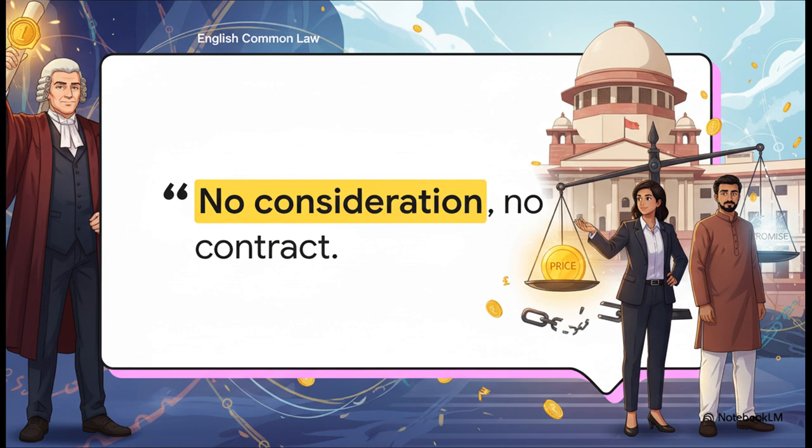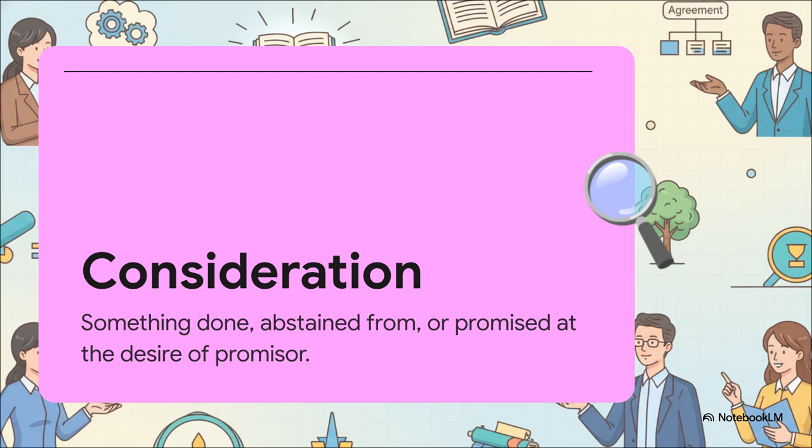You see, to prevent endless, frivolous litigation and to prove that both parties have serious intent, the law demands that a literal price be paid for a promise. Now, if we look at the formal definition from Section 2D of the Indian Contract Act, okay, I know, it looks incredibly dense, but break it down, and it basically just means consideration is something given in return for a promise, and it absolutely must move at the desire of the promisor.